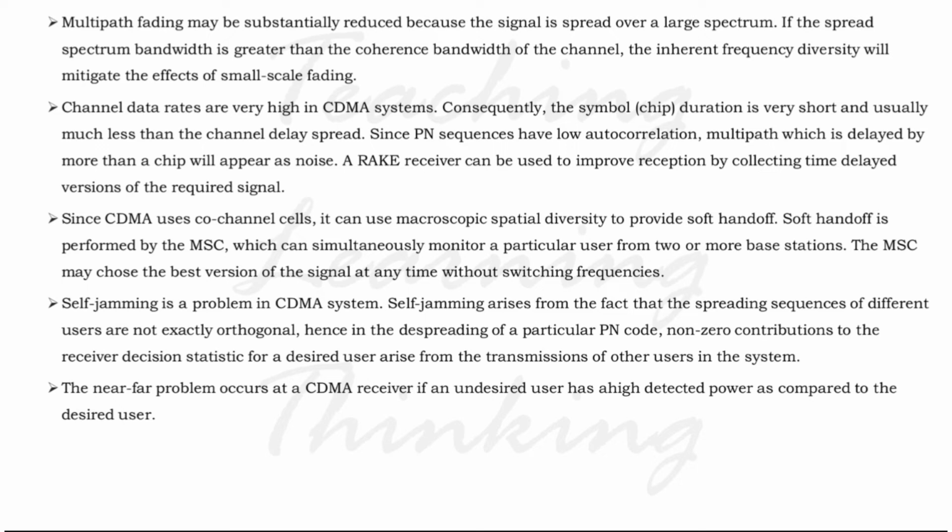And channel data rates are very high in a CDMA system, so consequently the symbol or chip duration is very short and usually much less than the channel delay spread. Since PN sequences have low autocorrelation, multipath which is delayed by more than a chip will appear as noise. A rake receiver can be used to improve reception by collecting the delayed versions of the required signal.